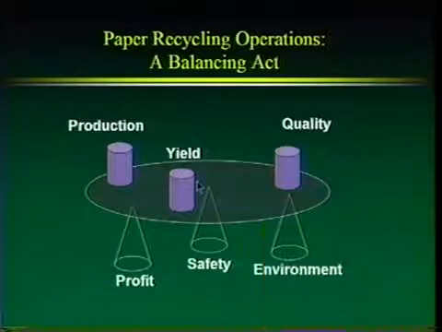Okay, this is an analogy I like to make. If you think of the paper recycling process as a plate, and I show that plate right in the middle, that plate needs to be balanced, okay? We want that paper recycling process to be balanced, not fall over. Well, what are some of the things that can make that paper recycling process tip over? The first three things that we need to consider are on the top of the plate, and you can think of them as weights.